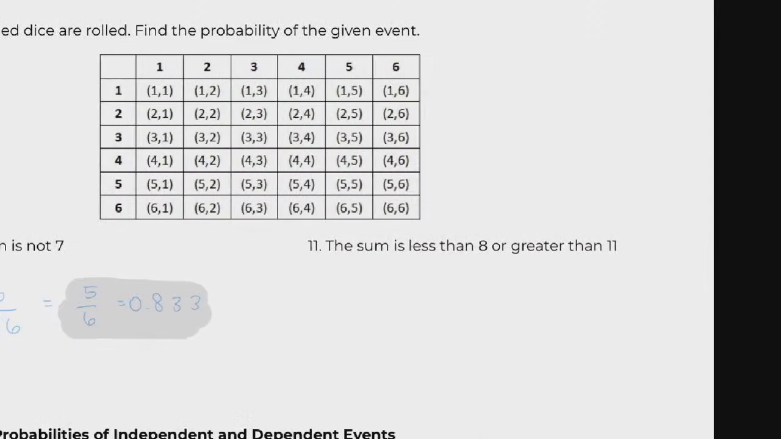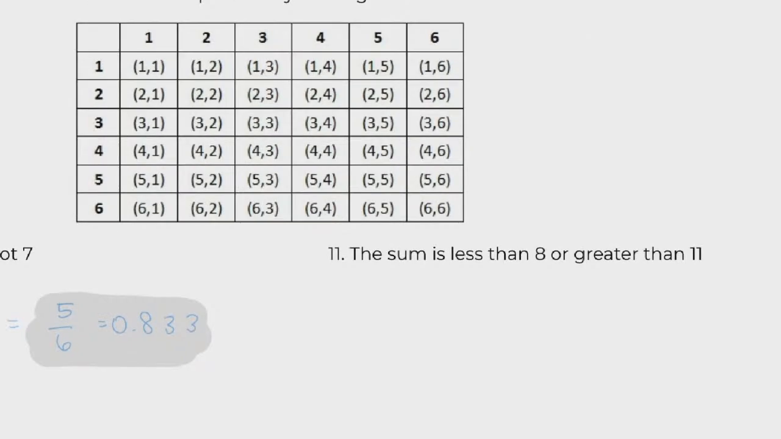Okay, number 11, the sum is less than 8 or greater than 11. We see the word "or," which means we're going to be adding two fractions. The possible outcomes is 36 for both. In the first one, we're looking for when the sum is less than 8. All of these are less than 8. So there's 21 of those options.